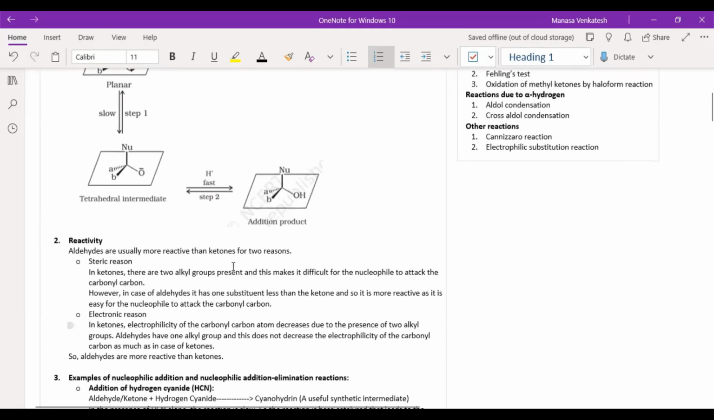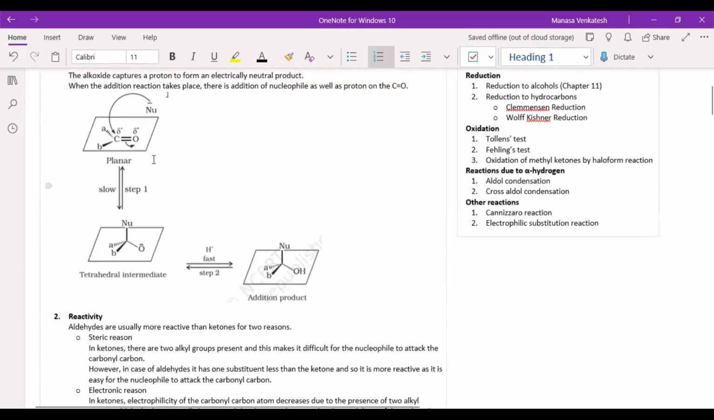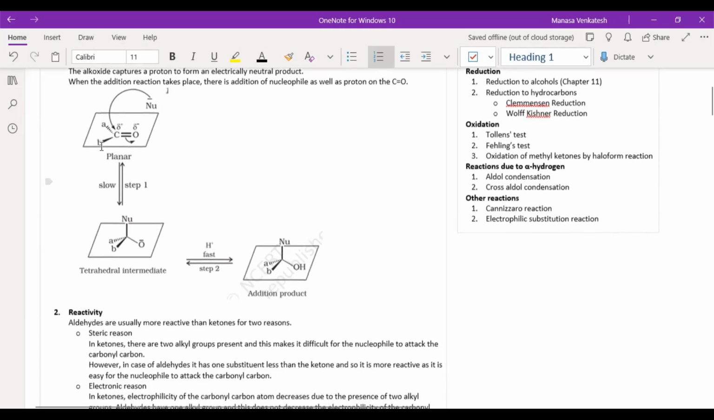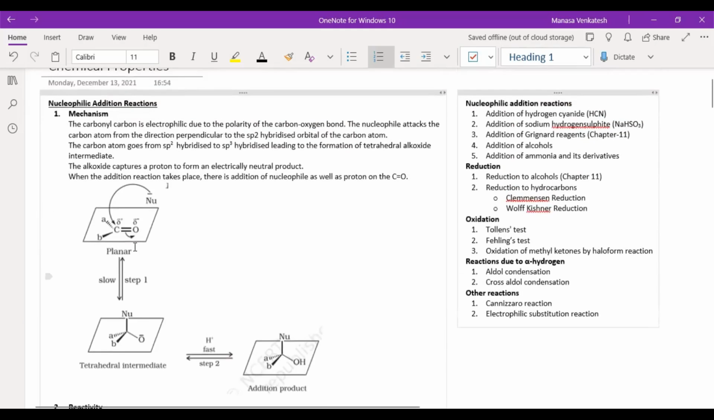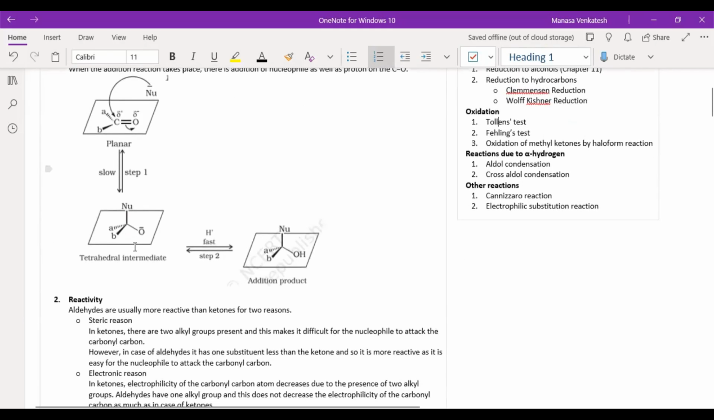Next is reactivity. Now when we talk about aldehydes and ketones, in case of aldehydes, you'll have an alkyl group and a hydrogen atom, whereas in ketones, you'll have both alkyl groups. Now, there are two reasons why aldehydes are more reactive towards nucleophilic addition reaction than ketones. The first one is going to be steric reasons. Now, A and B. If A and B are both alkyl groups, then obviously it'll make things difficult for the nucleophile to come and attack the carbonyl carbon.